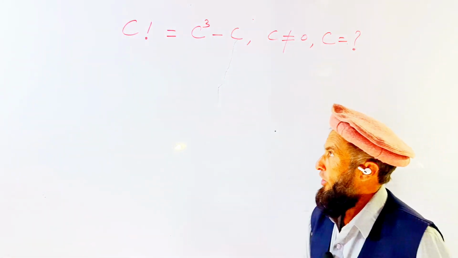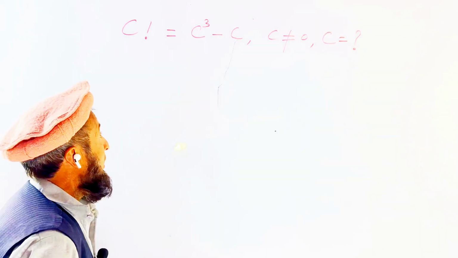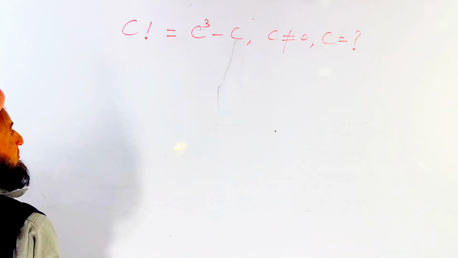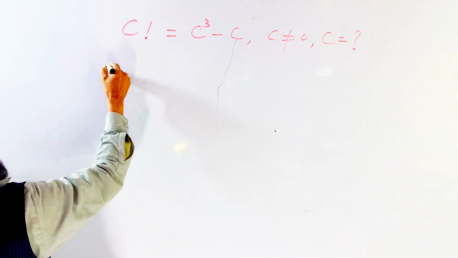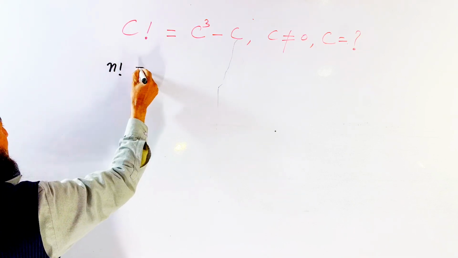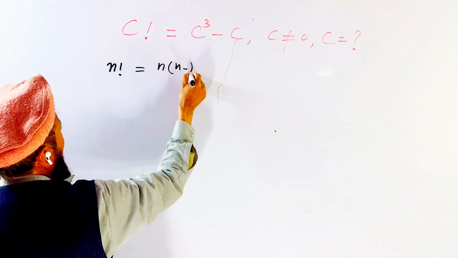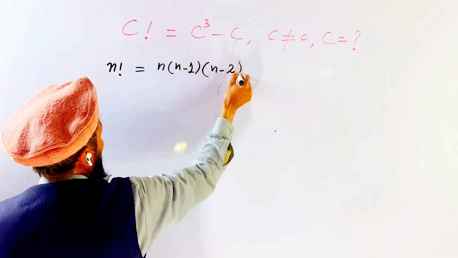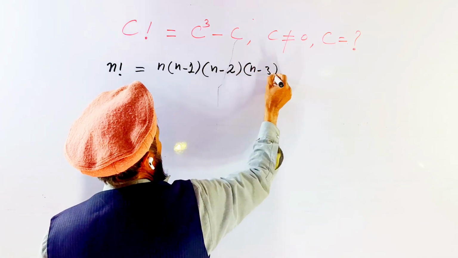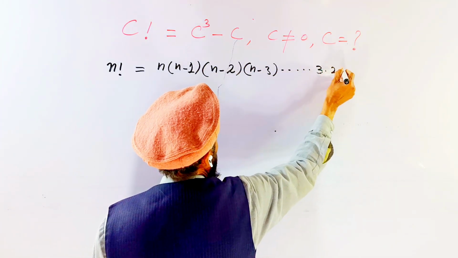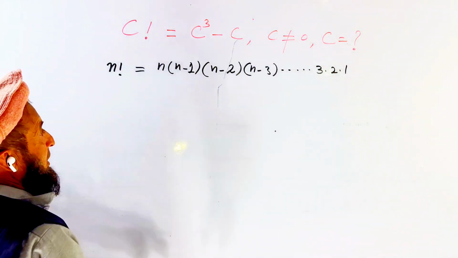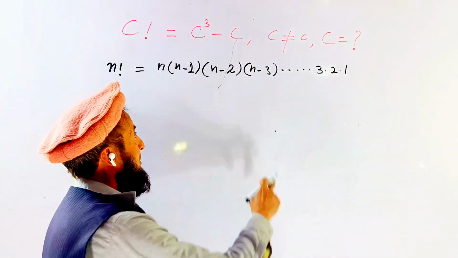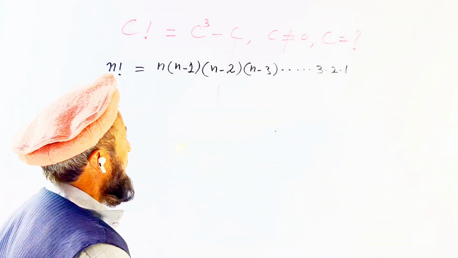According to the definition of factorial, it is the product of n terms, so according to the formula we can write n factorial is equal to n into n minus 1, n minus 2, n minus 3, and so on up to 3, 2, 1. In general, we are expanding n factorial as n into n minus 1 into n minus 2 into n minus 3 up to 3, 2, 1.